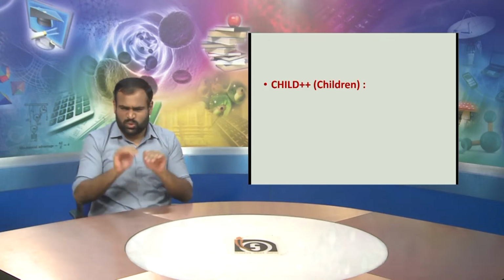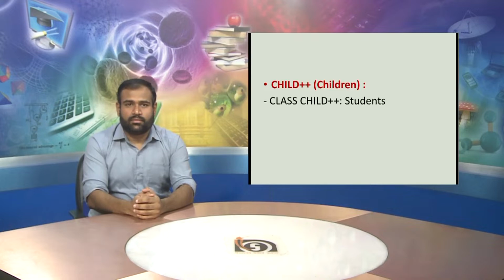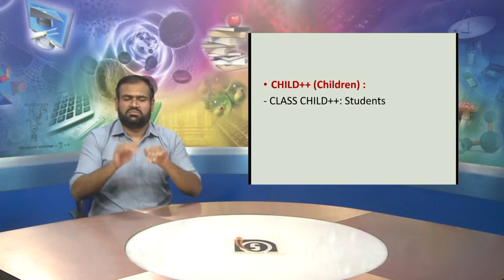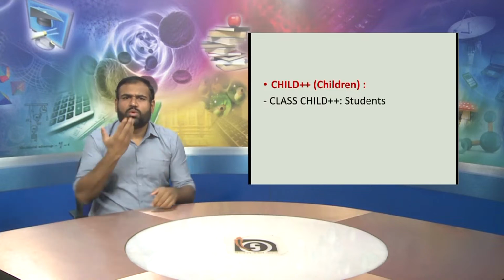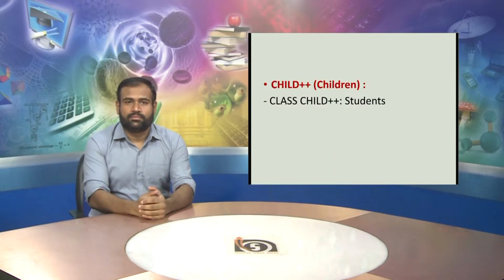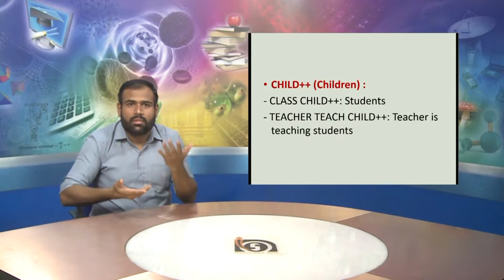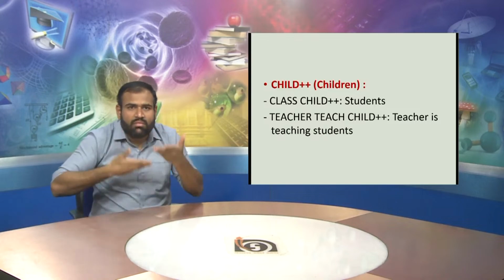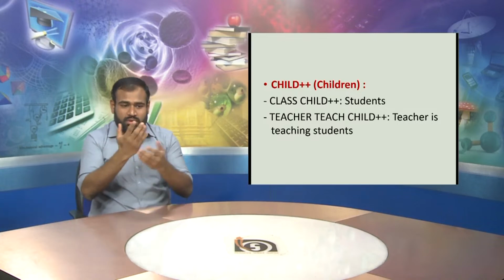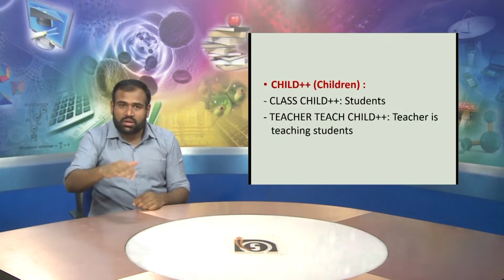Now for child, we know this, we use this sign, child and children. See some examples. This is the class child. For student also we will be using this. For students. And teacher teach child. It means teacher is teaching students. So there is only one sign, teacher and students.